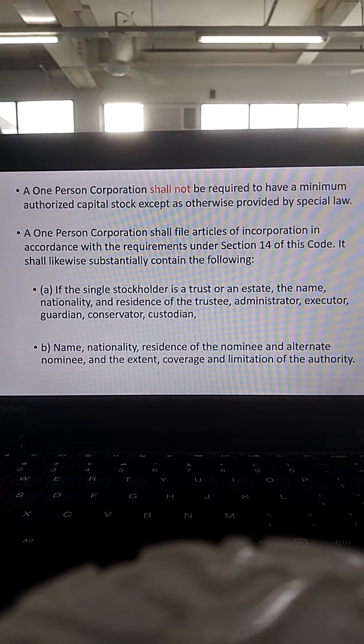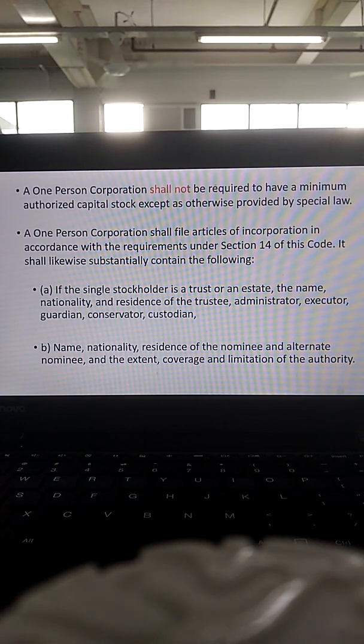Now, another specification being provided in the provision of the law, a one-person corporation shall not be required to have a minimum authorized capital stock except as otherwise provided by a special law. Okay? Meaning to say, wala pong nakaspecify na minimum authorized capital stock. Maliban na lamang po if it was specified by a special law. Of course, you need to follow that particular special law.